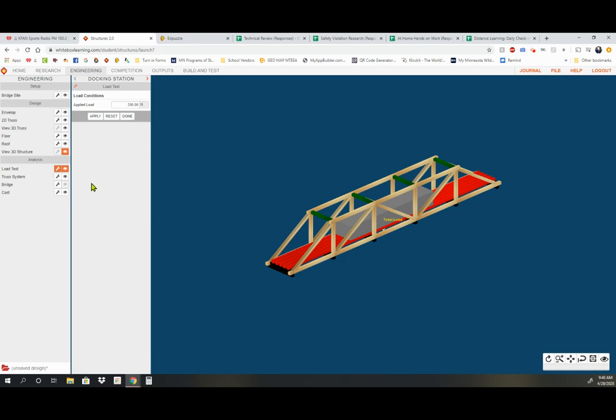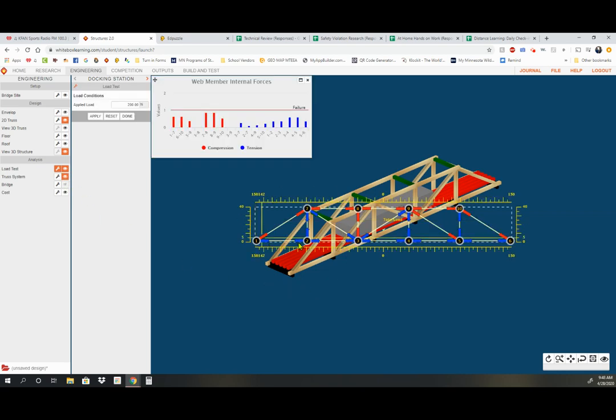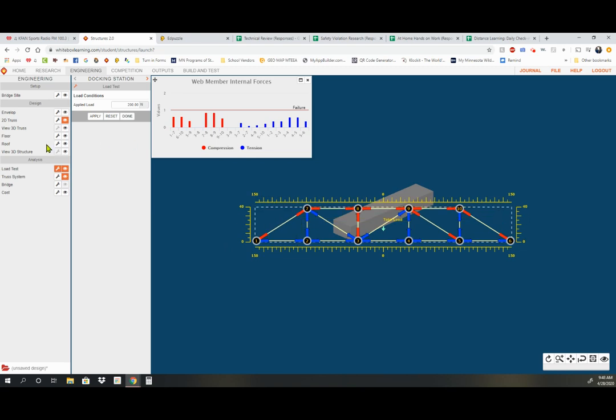And then I want to turn on the truss system. So when I turn on the truss system, I turn on my eyeball and you're going to see the 2D version of the bridge pop up. So just to make it less confusing, I'm going to shut off my 3D version. I'm going to shut off my load test block. So then at least we can still see, we still know we're going to do a load test at 200 newtons.